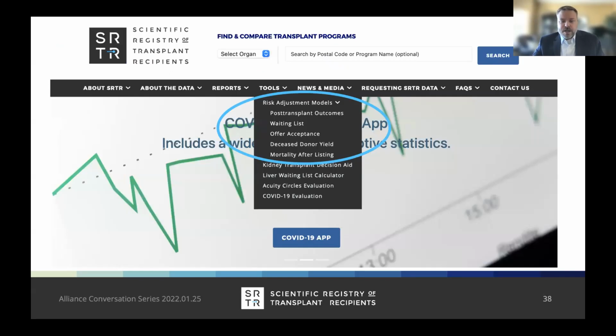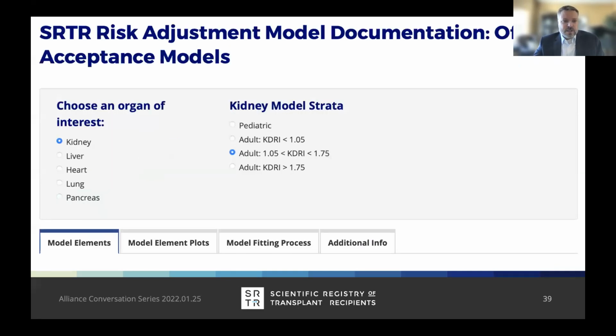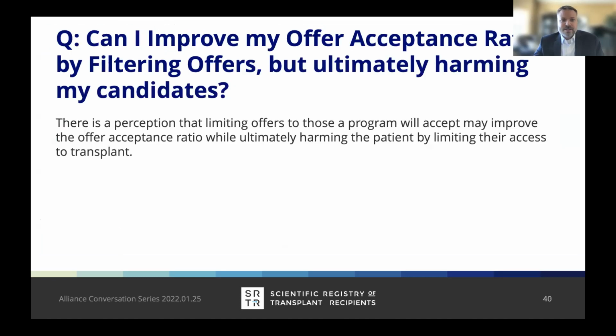Again, the risk adjustment models for all of this are complex for offer acceptance. There's a lot of things that go into these models. You can find them at the same spot on our website if you look at the offer acceptance tool there. This is just what it looks like for each organ. We often build separate stratifications within certain types of offers. To the right there, these are the kidney choices. You can look at how, within each of those strata of KDRI, we build separate models, and there's lots of elements that go into these.